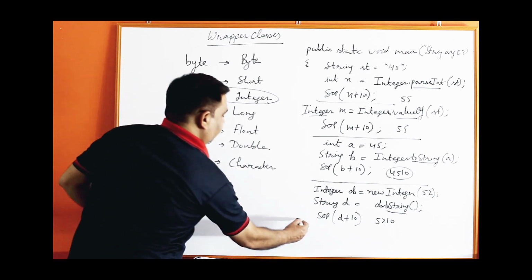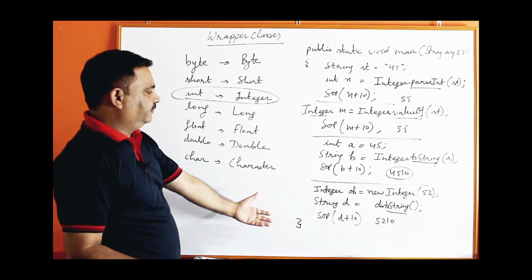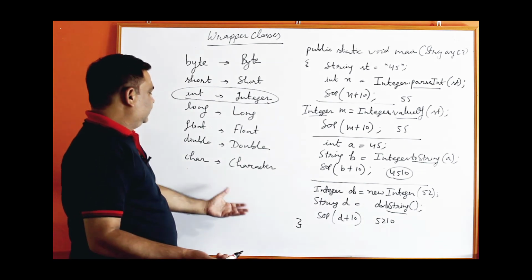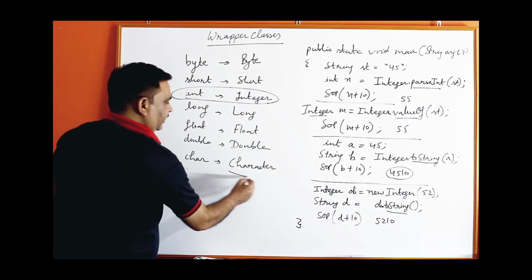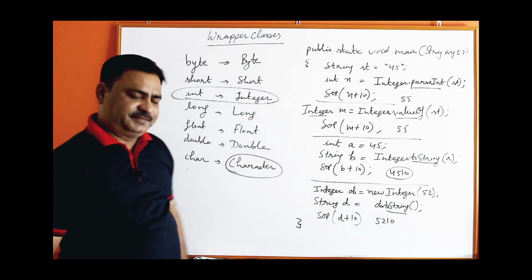So finally close the function and you can check the output. If you want, you can also execute the same program and check. So in the next class, I will discuss the functions of the wrapper class Character.